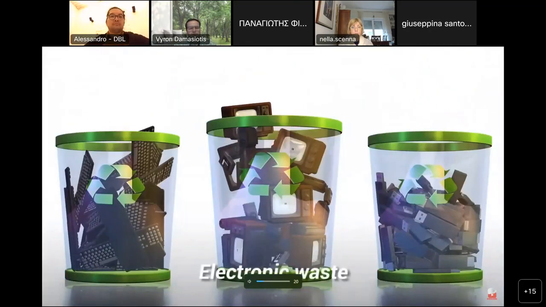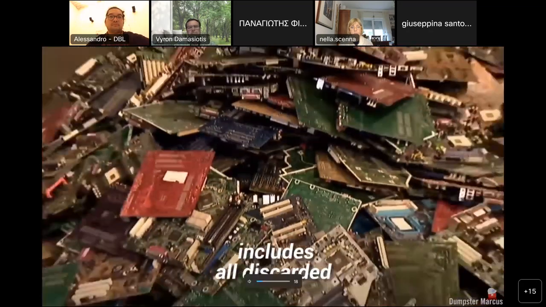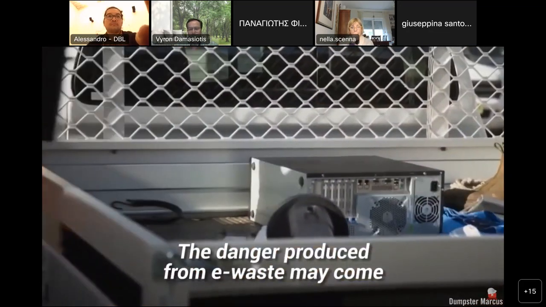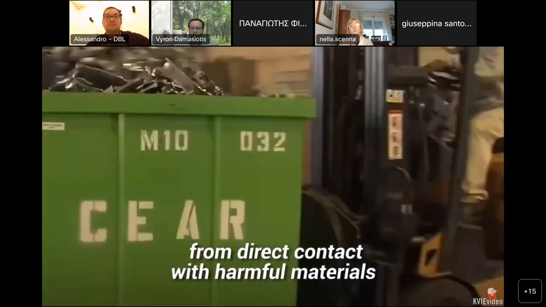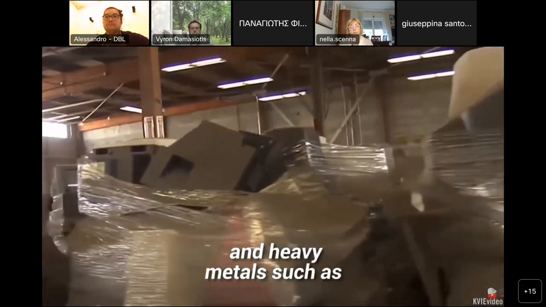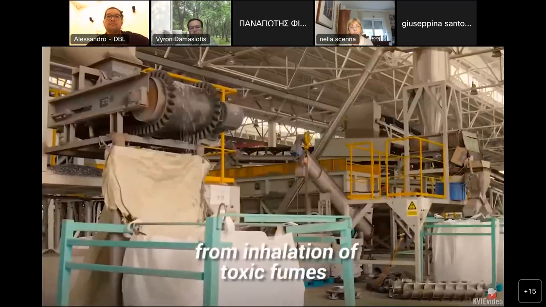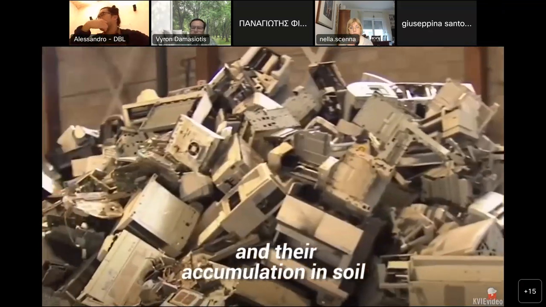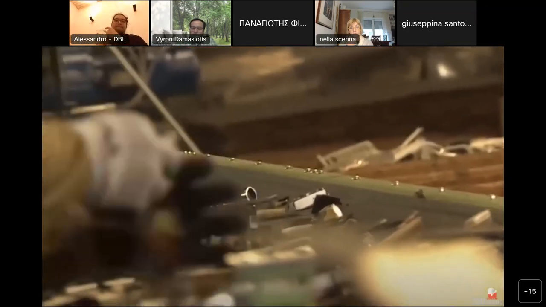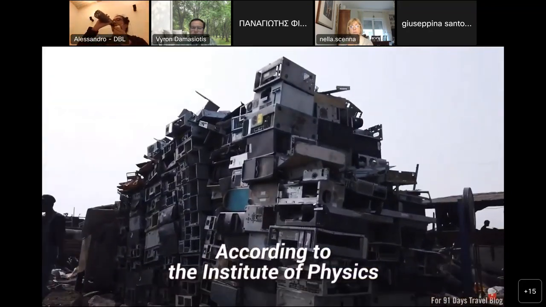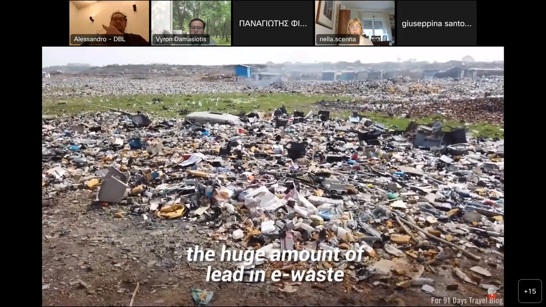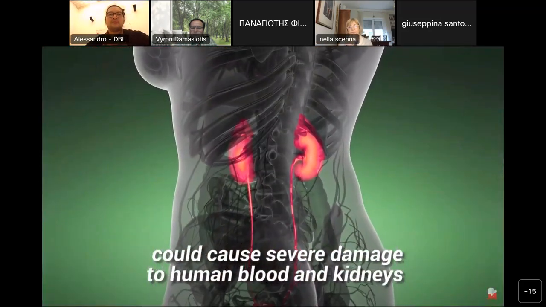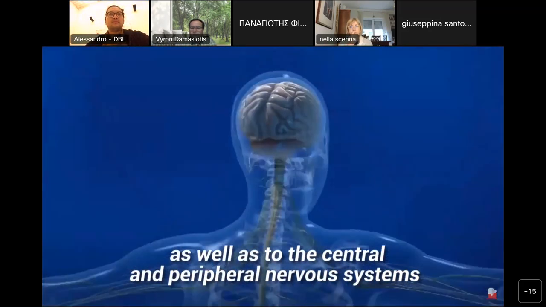Electronic waste, referred to as e-waste, includes all discarded electric or electronic devices. The danger produced from e-waste may come from direct contact with harmful materials and heavy metals such as lead, cadmium, and chromium, from inhalation of toxic fumes, and from the leaching of toxic materials and their accumulation in soil, water, and food. According to the Institute of Physics, the huge amount of lead in e-waste, if released into the environment, could cause severe damage to human blood and kidneys, as well as to the central and peripheral nervous systems.